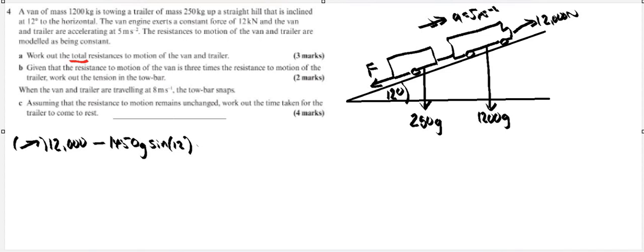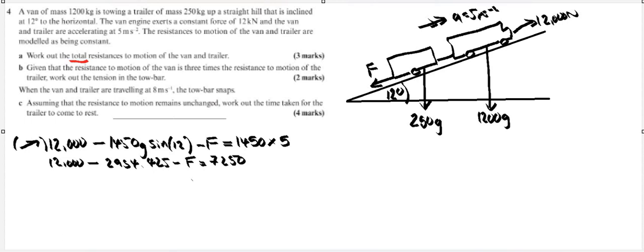Now, what have I got stopping it on the hill? I've also got friction, which they said was a constant. And then that is equal to mass times acceleration, which is 1450 times acceleration of 5. Great. Okay, so let's type this up. If I do this, I get 12,000 minus 2954.425 minus frictional force is equal to 7250. And then when I solve, my friction comes out at 1,800 newtons.